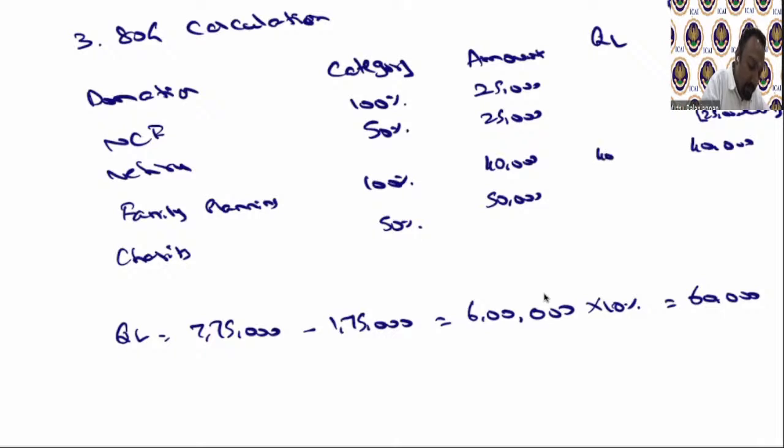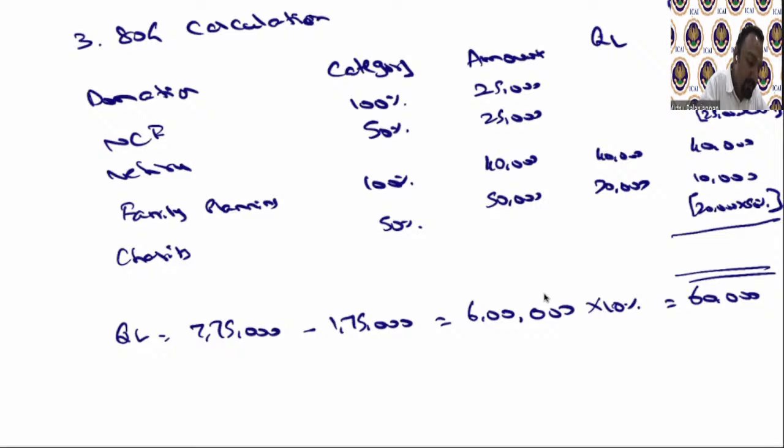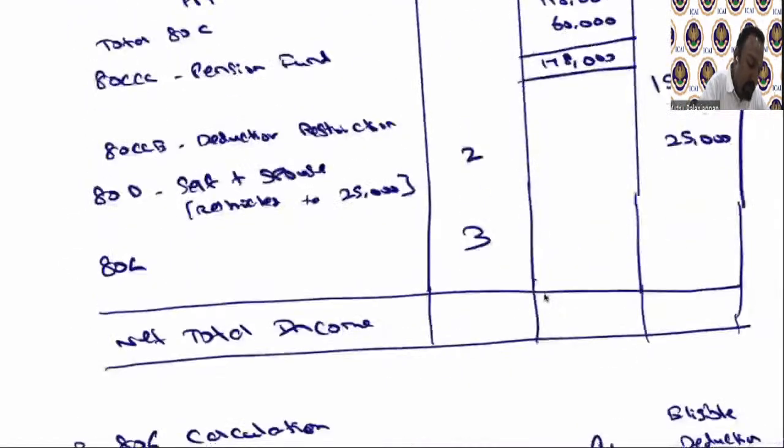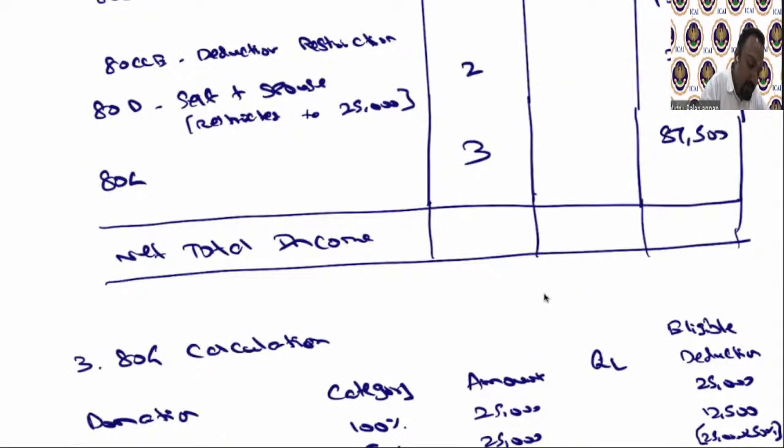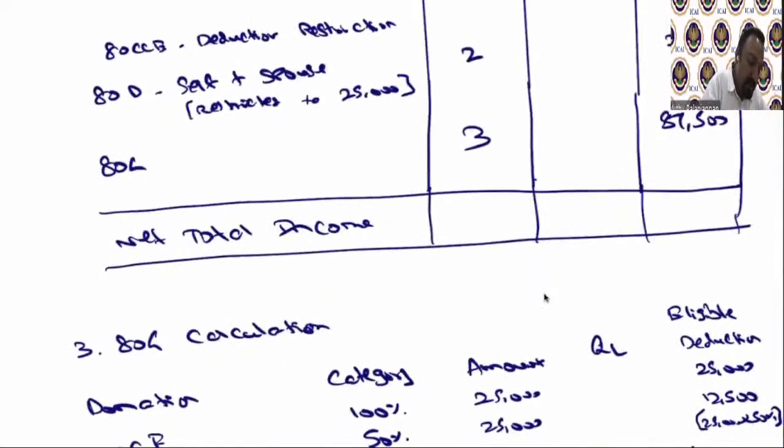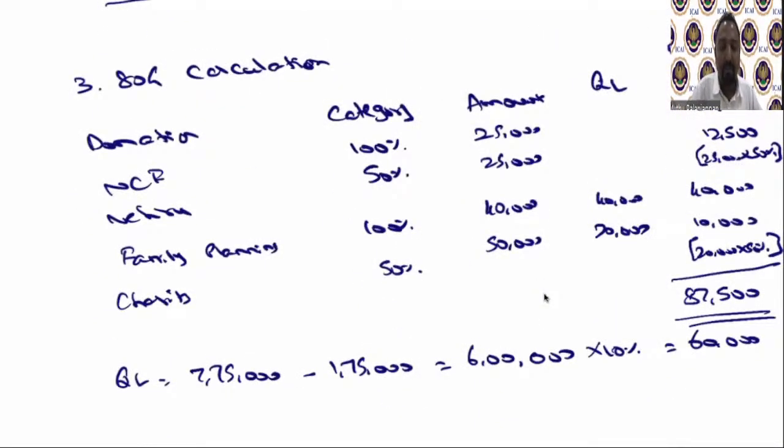And this is restricted to 20,000. So this becomes 10,000, that is 20,000 into 50 percent. Now your total eligible donation is 50,000 plus 37,500, that is 87,500. So from 6 lakhs, minus 87,500, it will be 5,12,500. That will be the number which is relevant here. This is how we have calculated the 80G. You take the donation, add the category, take the amount, restrict it to the qualifying limit, and then calculate the eligible deduction.